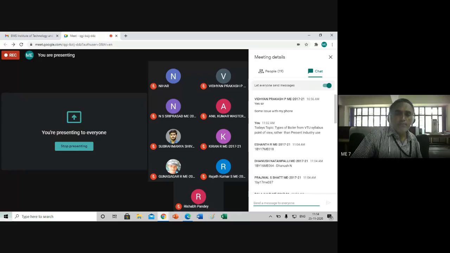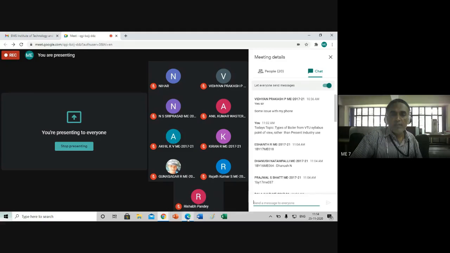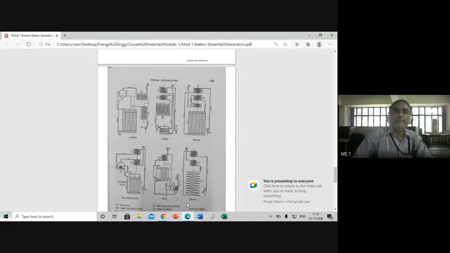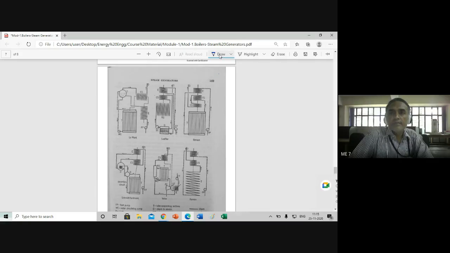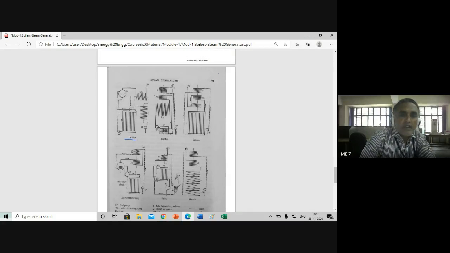Okay. Assuming that your screen has appeared, look at this. Lamont boiler, Loeffler boiler, Benson boiler, Smith-Hartmann boiler, Velox boiler, Ramsden boiler. These are the six boilers. The circuit diagrams are shown.